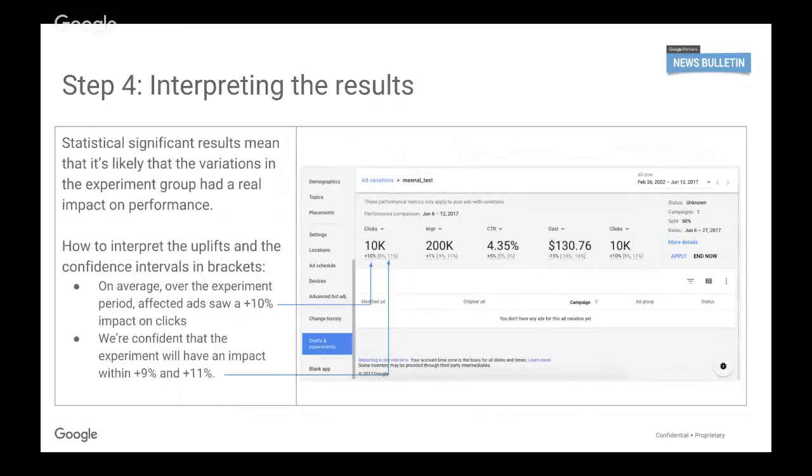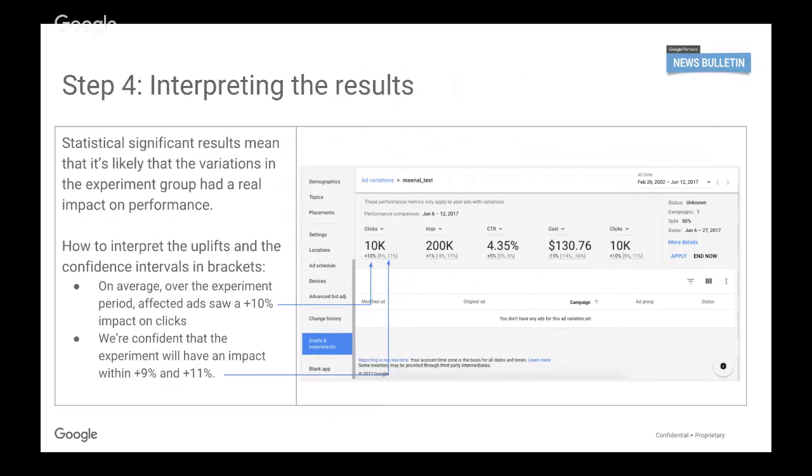And so for an example, in this case, you can see on the left-hand side of the print screen that the clicks increased with 10%, and that there was a confidence interval between 9 and 11%. So if you were about to go through with this new variation and implement it account-wide, then AdWords will give you an estimation that your CTR will increase, or sorry, the amount of clicks will increase roughly between 9 and 11%. That's pretty cool. It's quite a result, to be honest. Exactly.